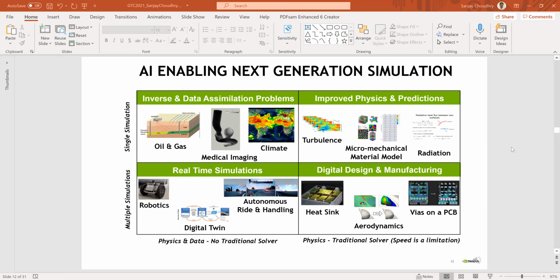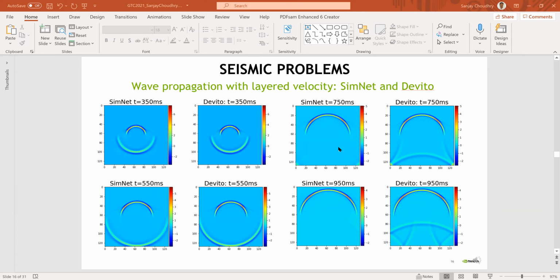And so here the Simnet models it correctly, basically, and that becomes a lot more accentuated when you go to layered velocity, where for small times it doesn't do it, but for moderate and large times, there's a gross reflection taking place with Devito, which did not take place with Simnet. So this is an area where the neural network actually ended up predicting it better than the traditional finite difference case.